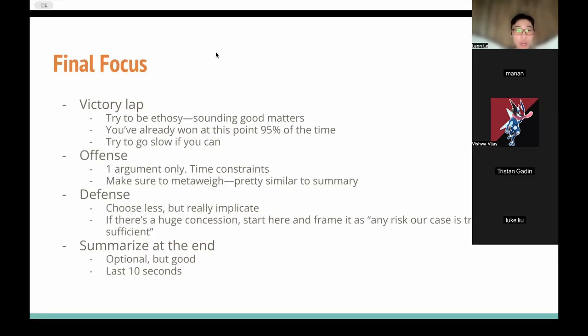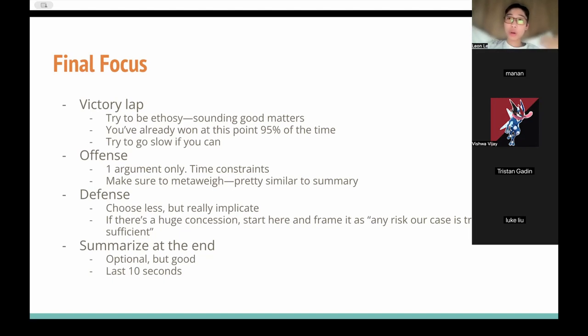So the final thing I have to talk about is final focus. In my opinion, like 95% of the time, final focus is basically a victory lap. So sounding good and sounding ethosy matters a lot here because it is the last thing that your judges will hear and thus the thing that they'll remember the most. And most of the time you've already won at this point, unless you pull off some really crazy round salvage, but usually that doesn't happen.